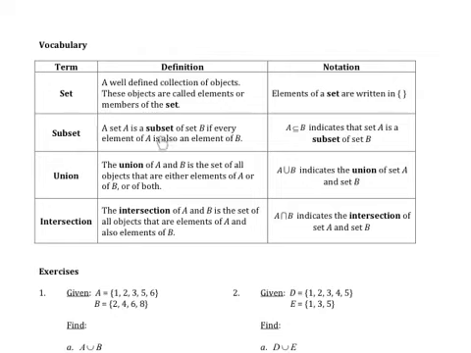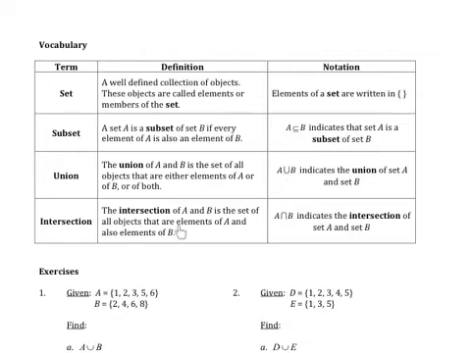A set A is a subset of set B if every element of A is also an element of B. And here's the symbol for it. A is a subset of B. That's what this little sideways U is. The union of two sets is the combination of both things, everything that's in A and everything that's in B, all put together. So that's why we have a U here to represent the union.